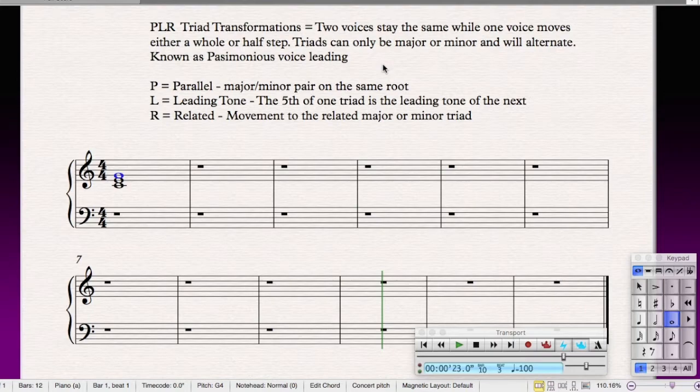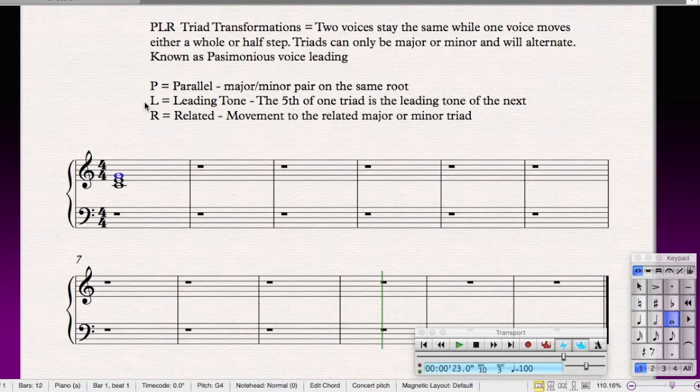And these triads can only be major or minor, and as the progression moves, the triads will alternate between major and minor. The PLR refers to the type of transformations that we can make. If you look here, I've listed them for you. P referring to parallel, the triad will move to its parallel relative major or minor triad.